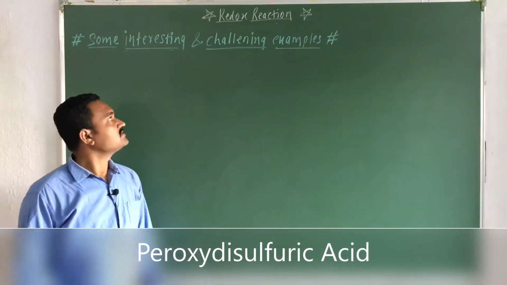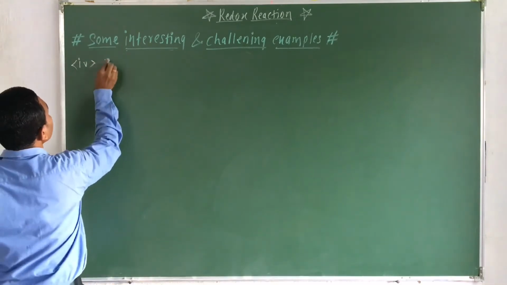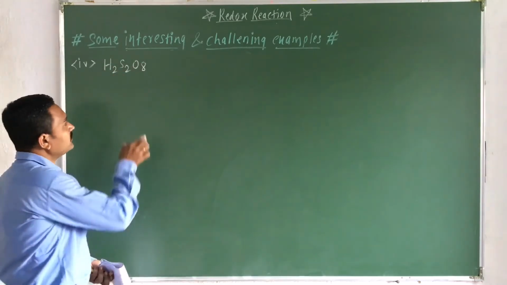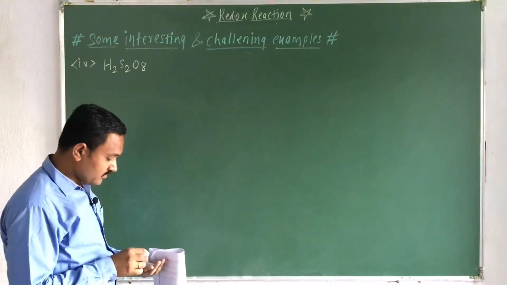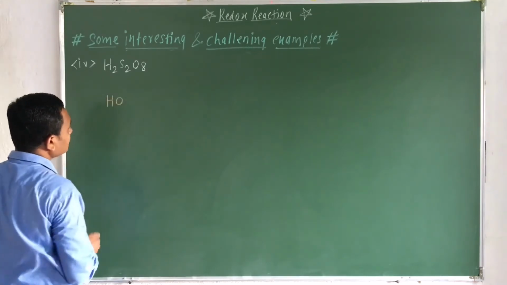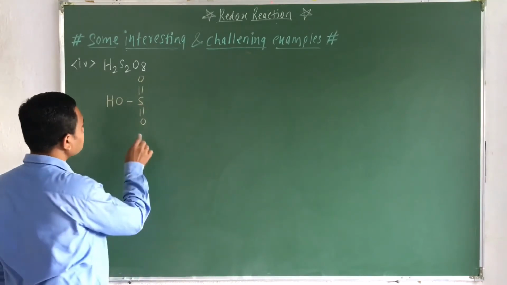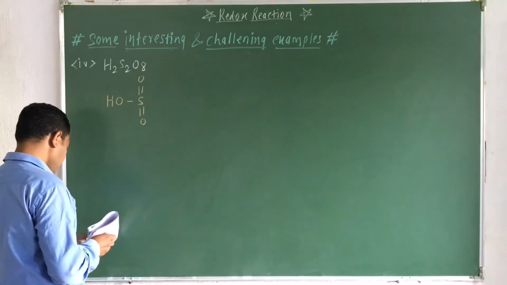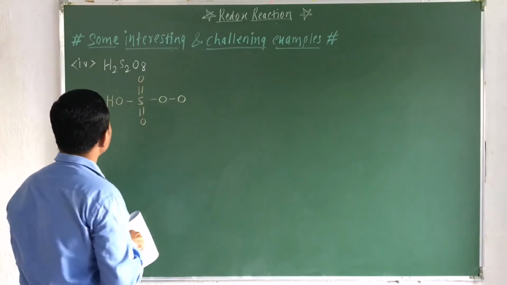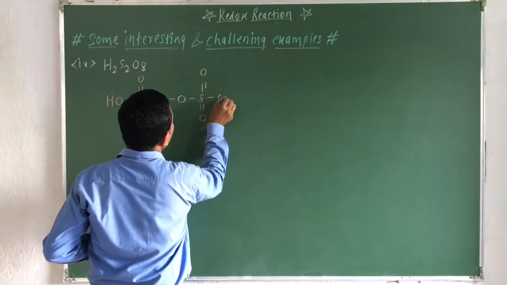So now let's start with example number 4, that is H2S2O8. Now I will draw the structure for this particular molecule. So the structure is like this: OH, S, double bond O, S, double bond O, S, double bond O, then O, O, then again S, double bond O, S, double bond O, OH.